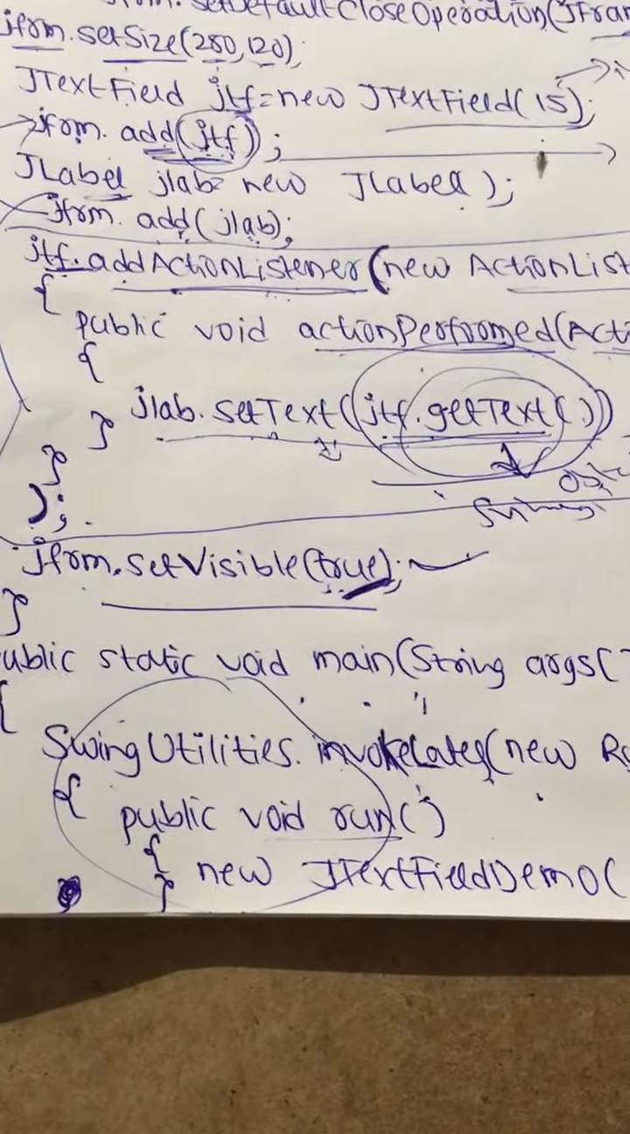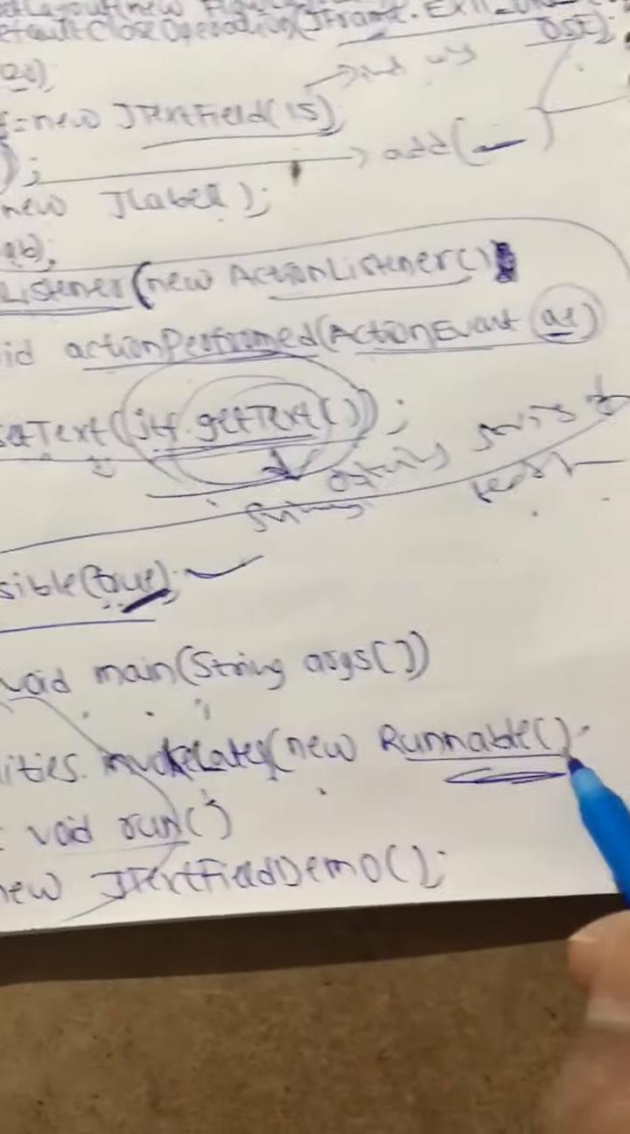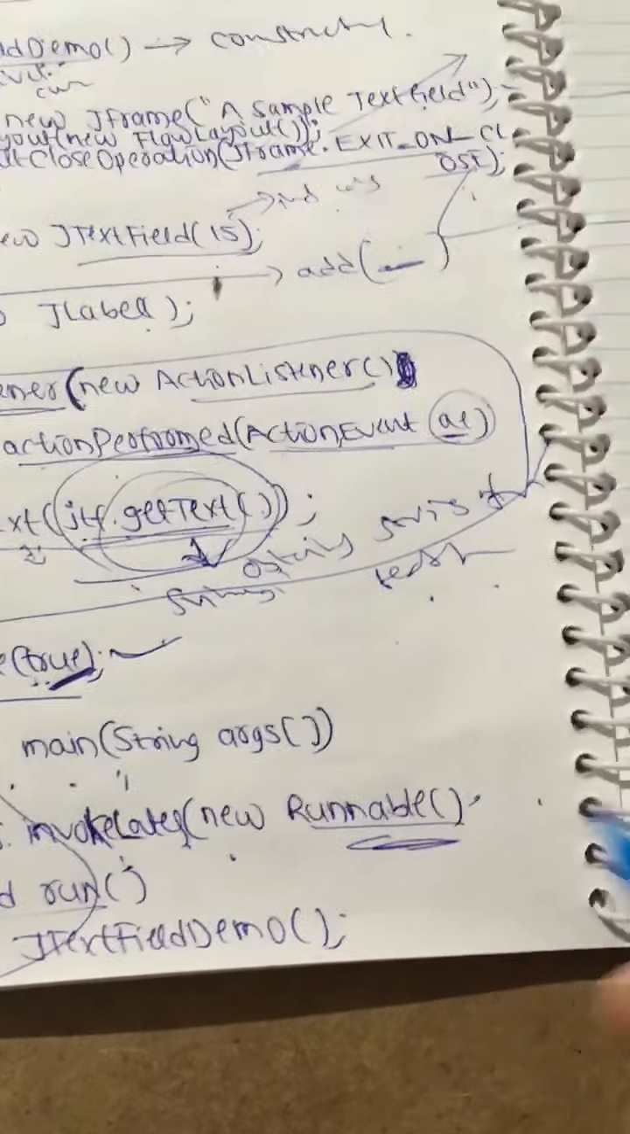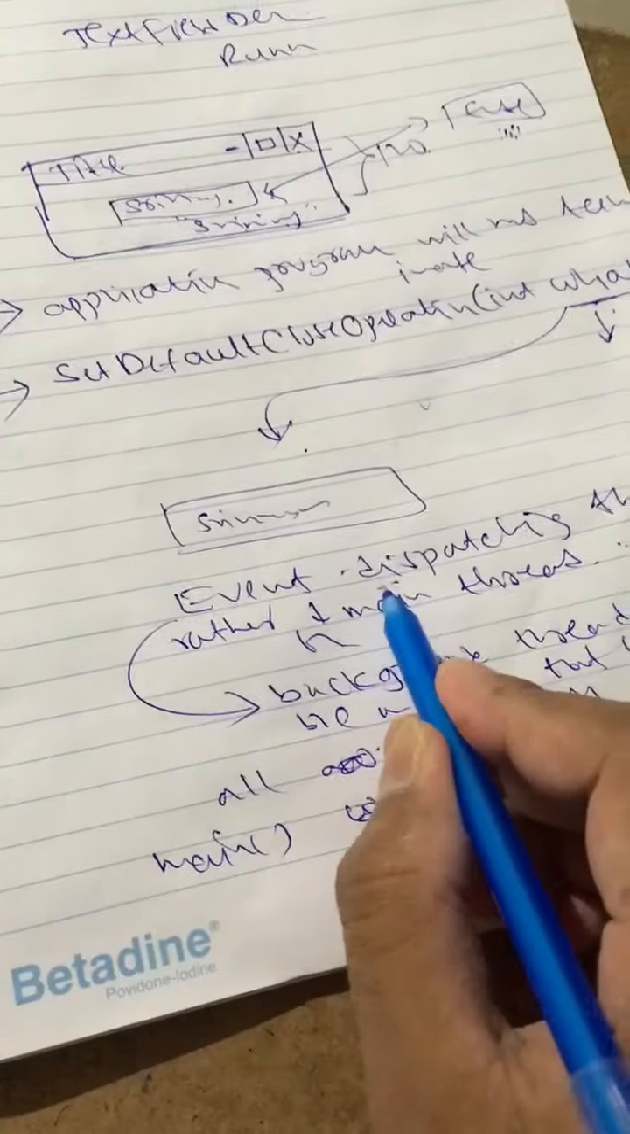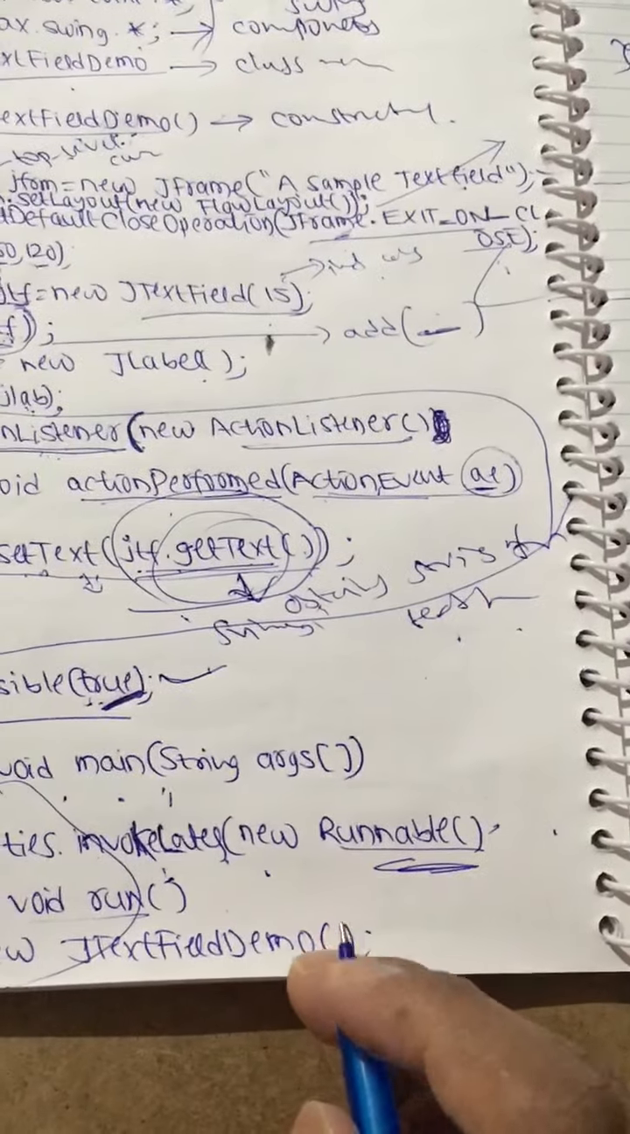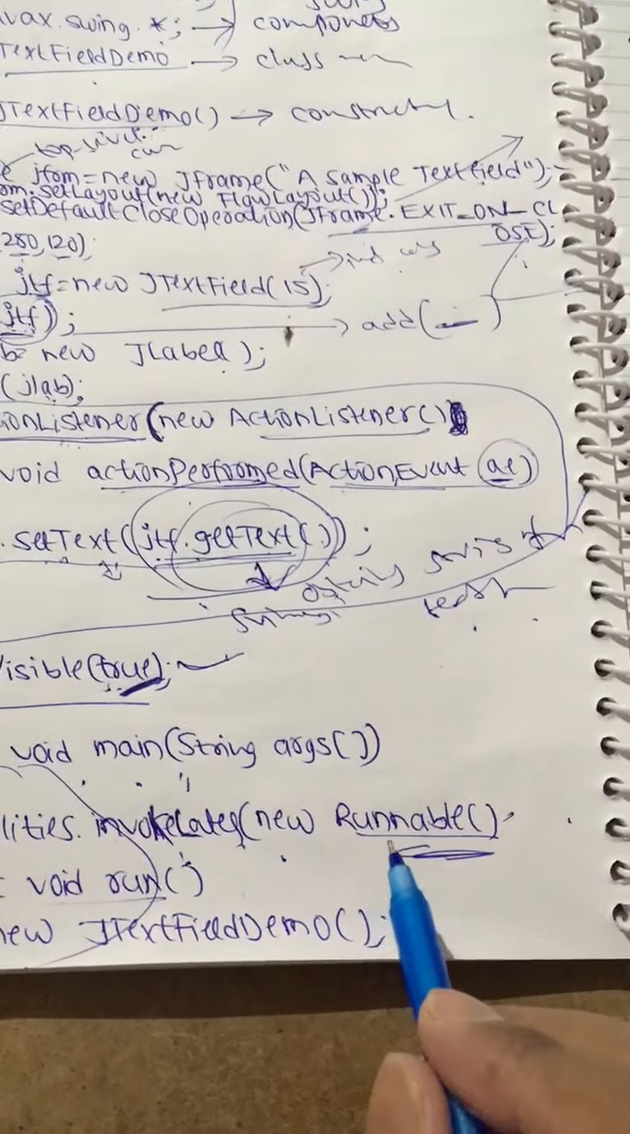So it creates a runnable object. This runnable object will be executed on the event dispatching thread, and have the object created on the GUI.